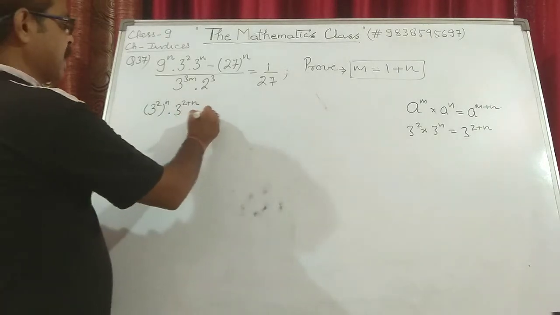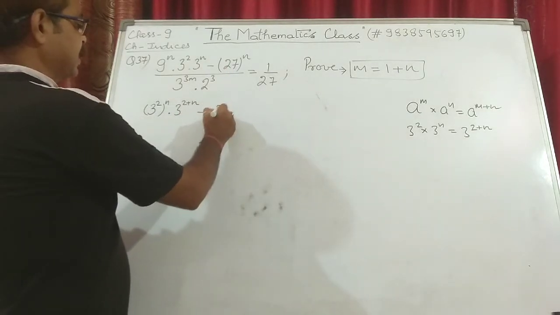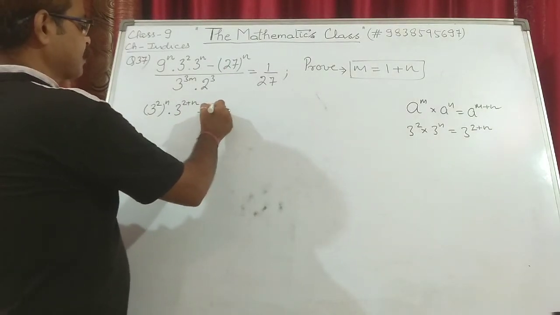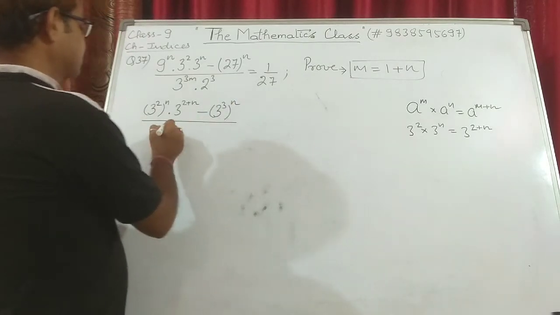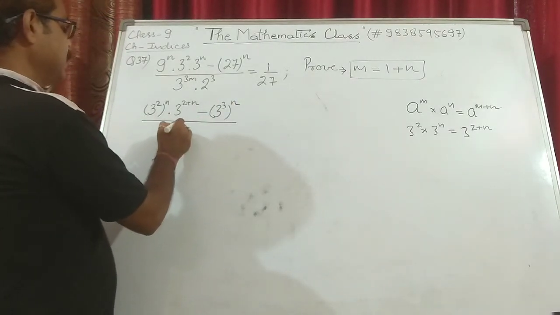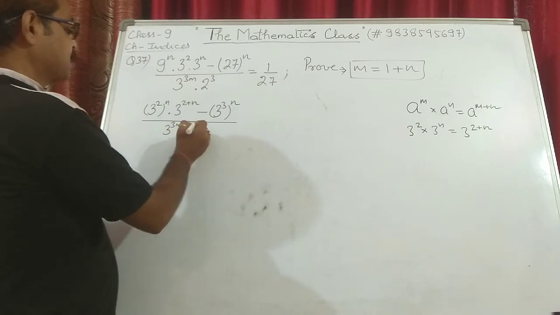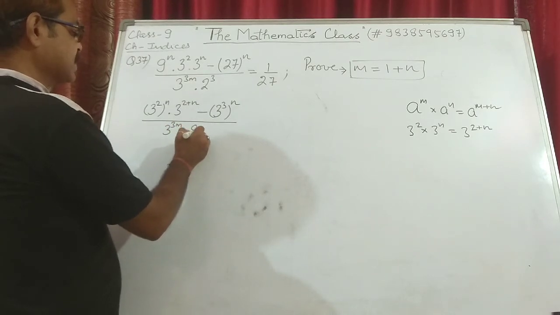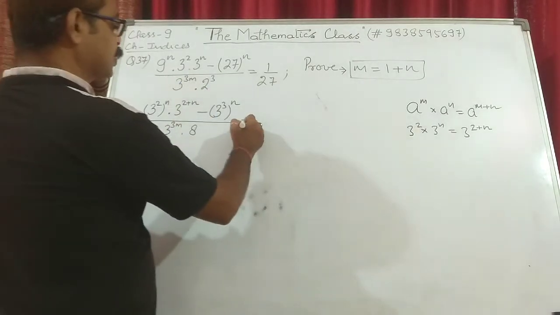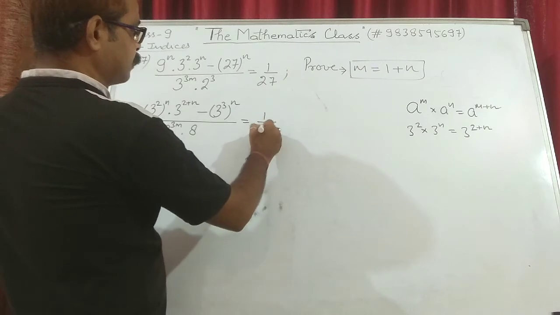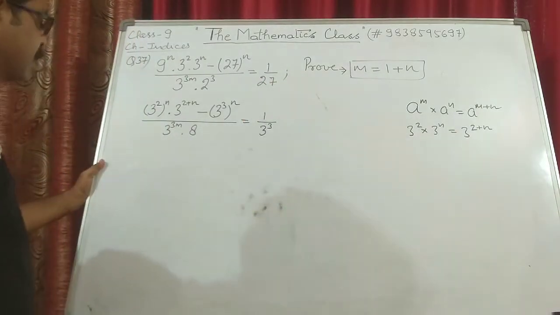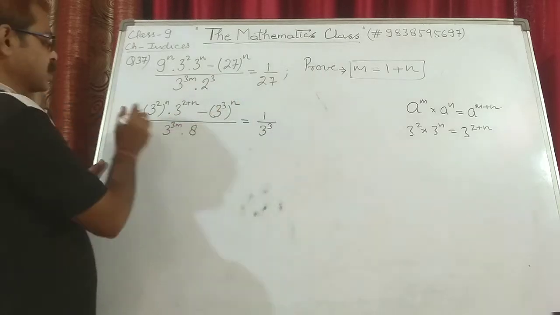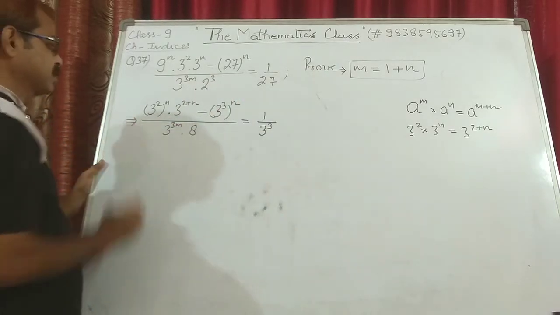Minus 27 can be written as 3 to the power 3 whole power n upon 3 to the power 3m into 2 cube. 2 cube can be written as 8 is equal to 1 upon 27 can be written as 3 to the power 3. 3 3s are 9, 3s are 27. Now everything has been almost converted to the powers of 3.